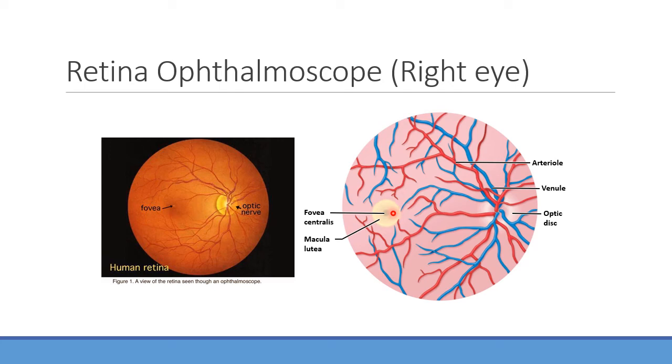And our blind spot would be where? Moving to the optic disc there, right? Because again, this is where we're going to have the optic nerve coming through, arteries, veins, all that good stuff. So this is where you would have a bit of a blind spot.